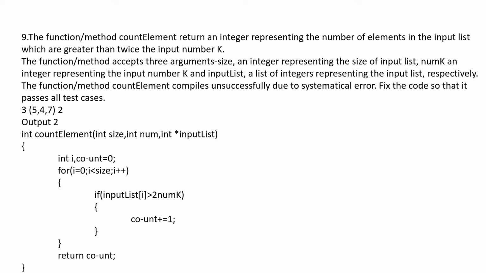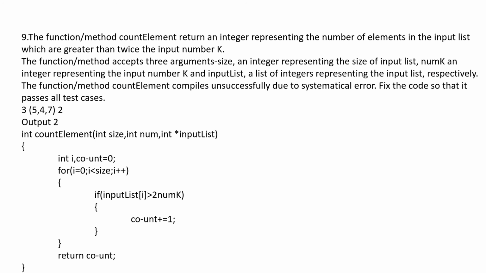And our final question in today's session is, here we are given a function called count element. Here the arguments passed to the function are the size and the integer number and also the array. So basically here we are supposed to count the total number of elements which are greater than twice the given number k. So if we look into the code, it's okay. They have run the loop from 0 index to the size. It's fine, and use the if case.